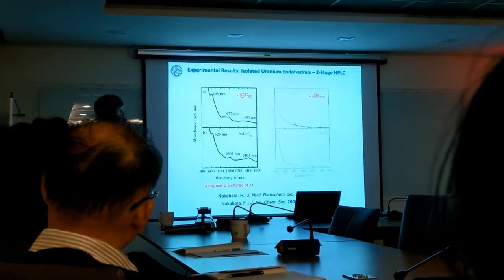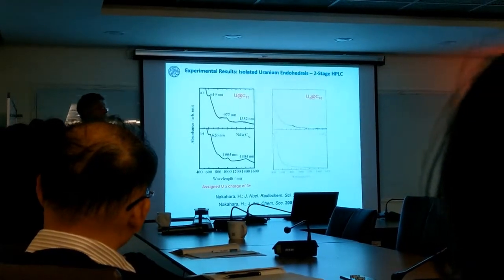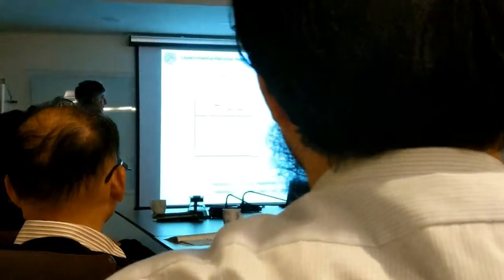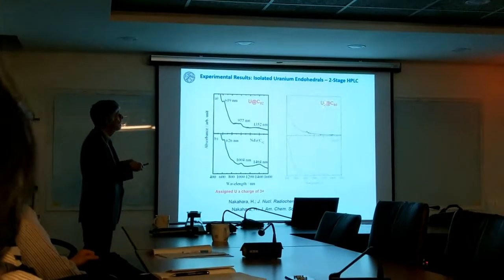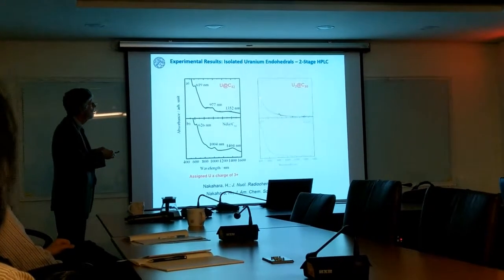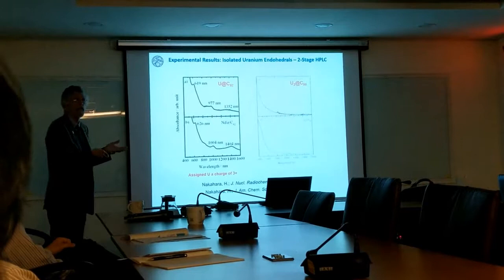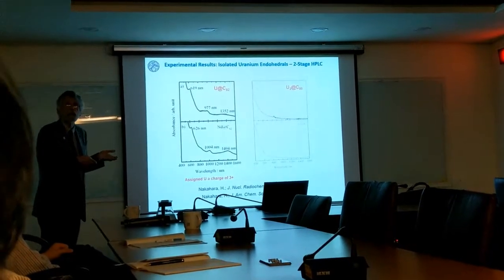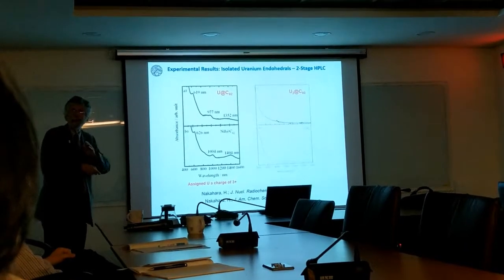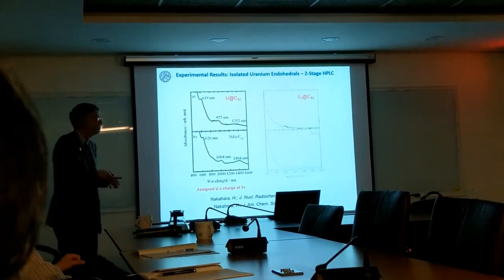Normally. Anyway, experimentally, only two articles were published by Nakahara et al., one in JACS in 2001, where they pretty much isolated some endohedrals using a two-stage HPLC. They isolated this U2C80. This is the only data they report, and that's a UV-visible spectrum. Can you see any information in this? If you can, let me know what you see, because to me, it's absolutely no information at all.